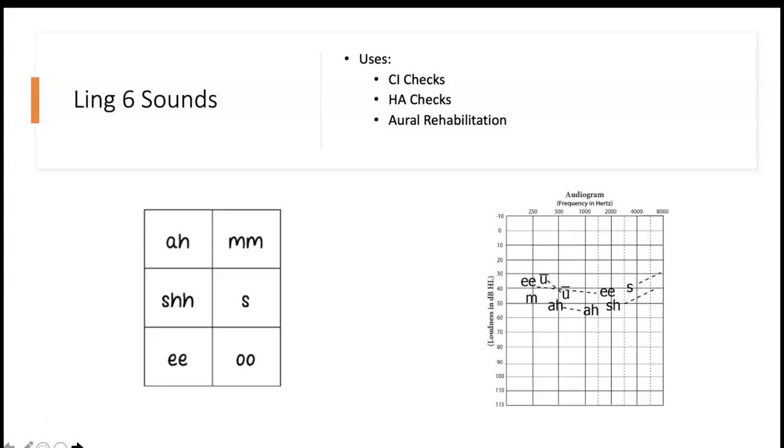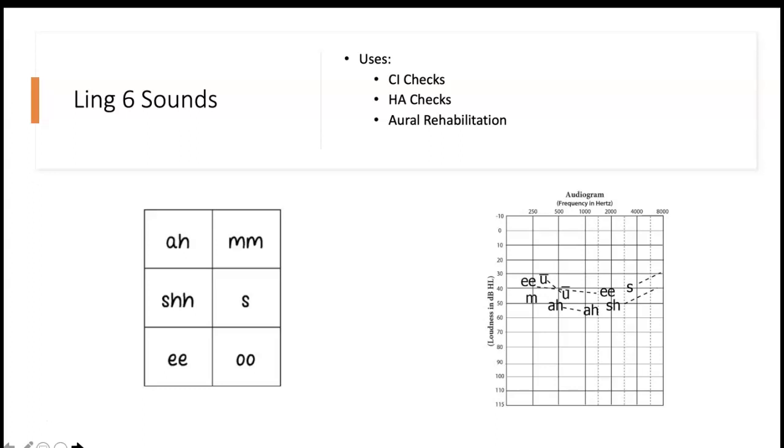So if you remember back to speech science, or maybe that's this semester for some of you, we use the Ling 6 Sounds test to do checks on cochlear implants, hearing aids, and in the process of oral rehabilitation. And so the Ling 6 Sounds is comprised of 6 sounds: ah, e, u, m, s, and sh.